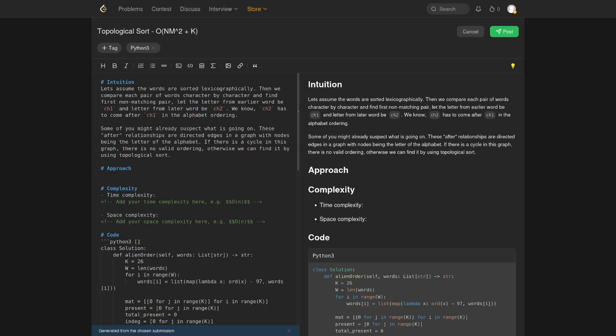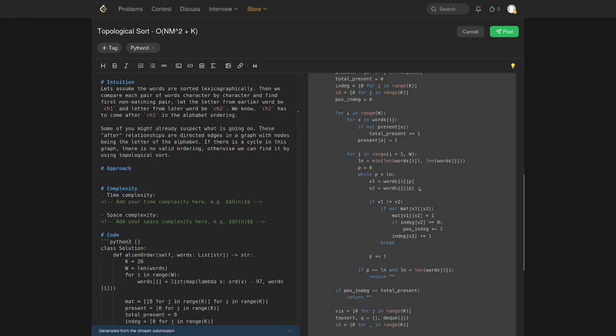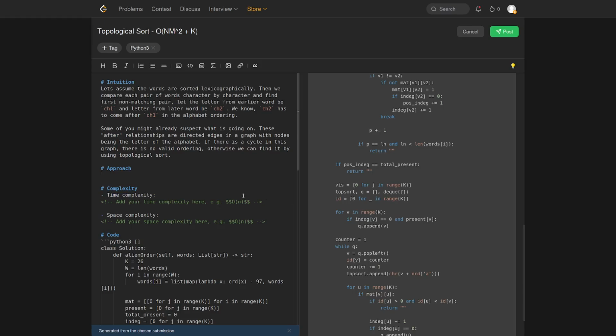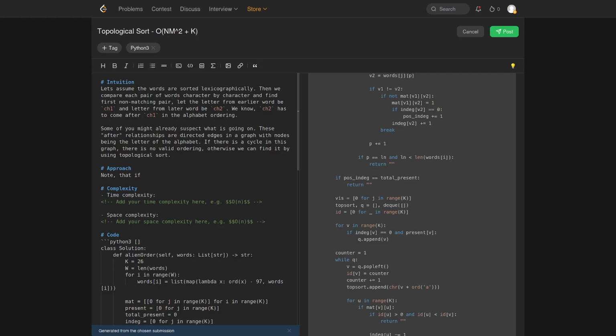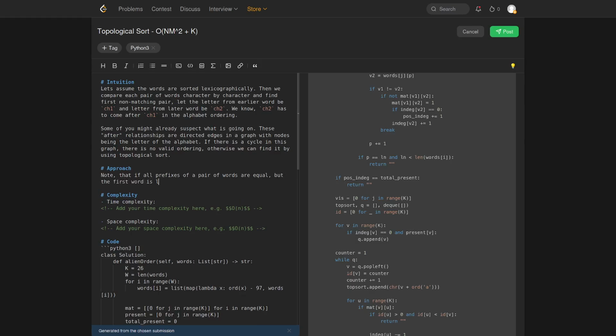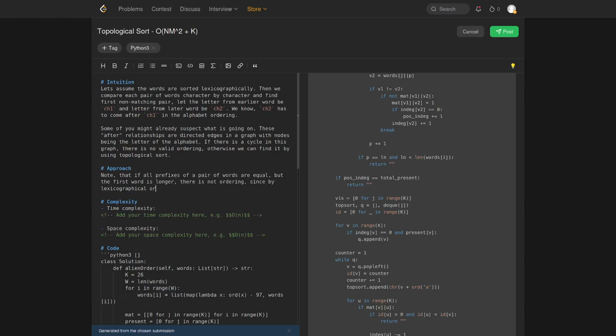Using this approach. Note that if all prefixes of a pair of words are equal, but the first word is longer, there is no ordering, since by lexicographic ordering this should not happen.